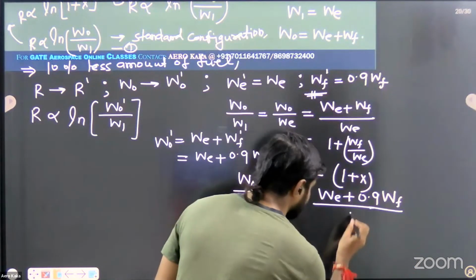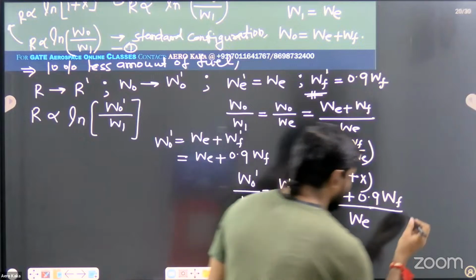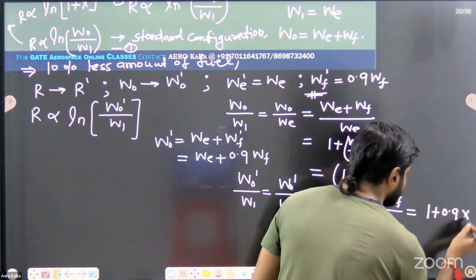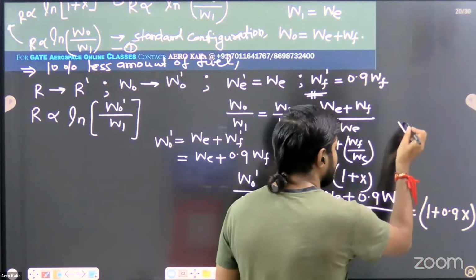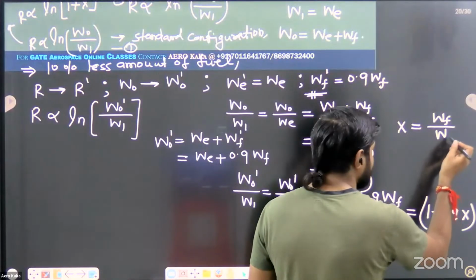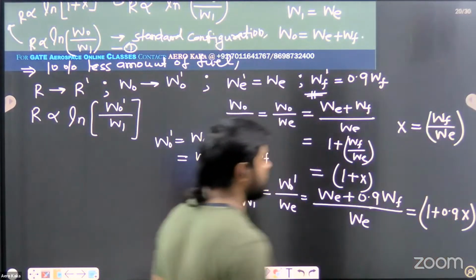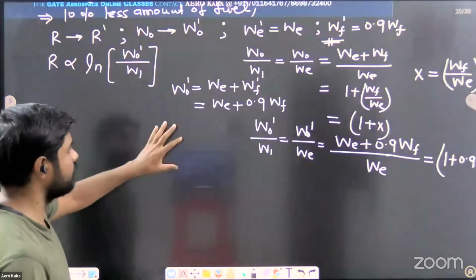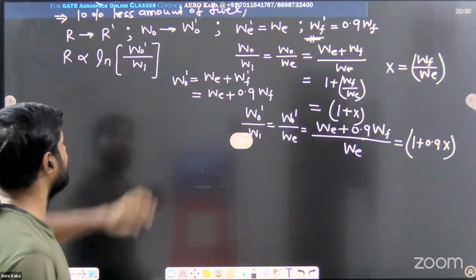Agree or not? Yes, sir. If you simplify it further, what can you write? It's 1 plus 0.9x. What is x here? x is nothing but you can say WF upon WE, right? Check those. Prabhuji, are you there? Pavan, Narsimha, are you there?